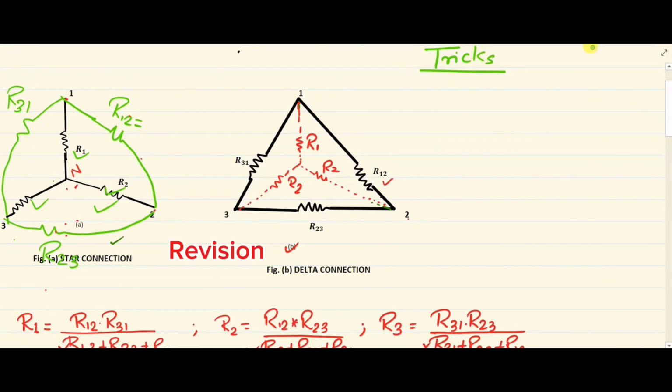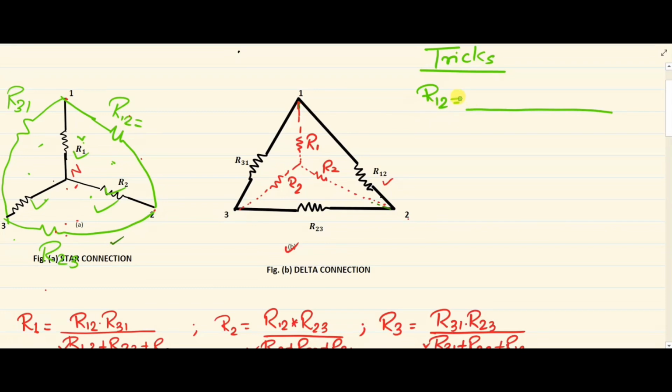Now to remember, if you are thinking how to remember, the equivalent delta resistance between any two terminals is given by the sum of the star resistors between those terminals plus the product of these two resistors divided by the third star resistance. While listening it might sound complicated, so I will demonstrate it again. If you have to find the value of R12, in star to delta transformation, the numerator will remain the same. So the numerator means the product of these two plus these two plus these two will remain the same.